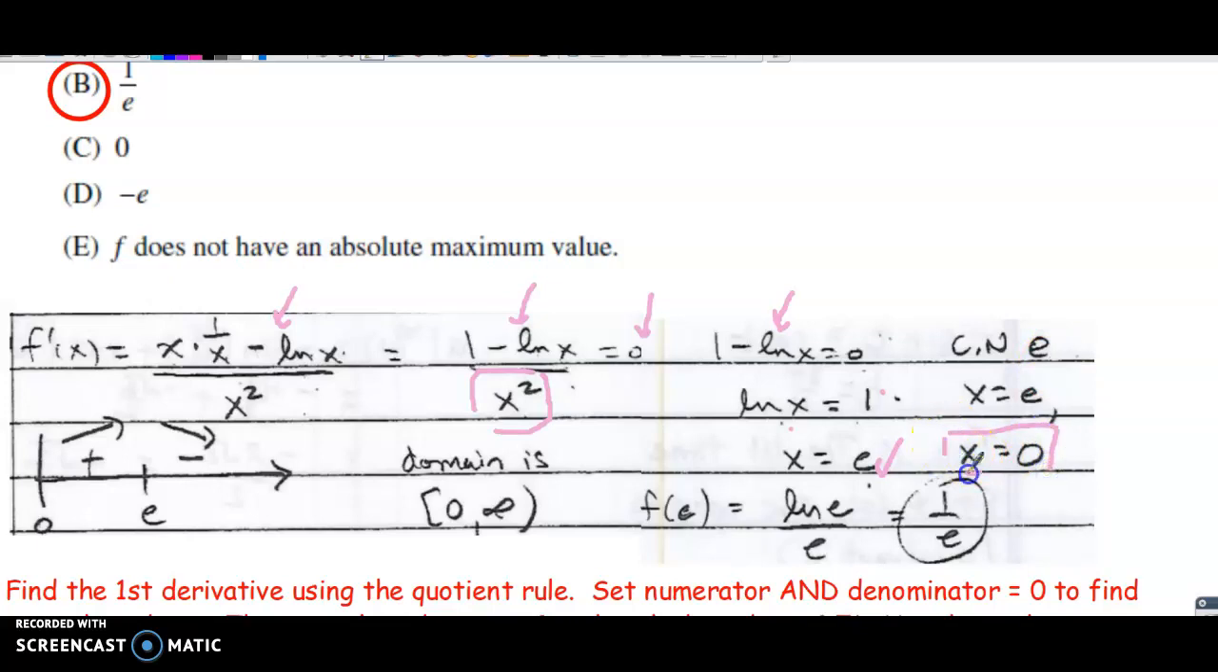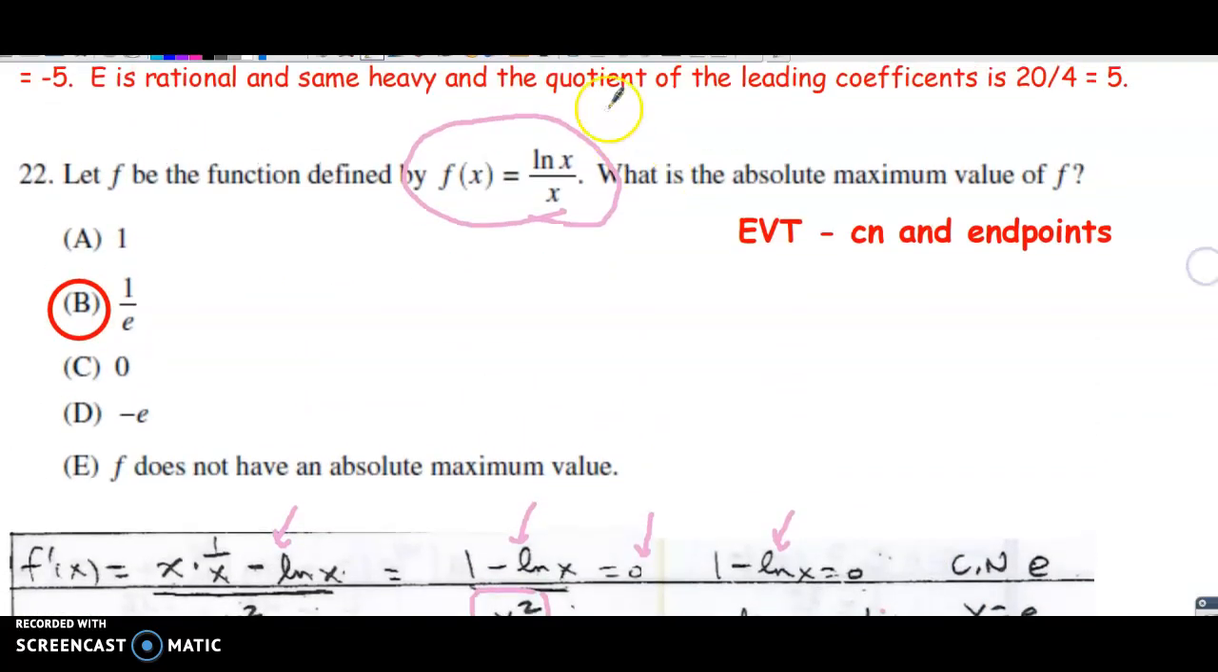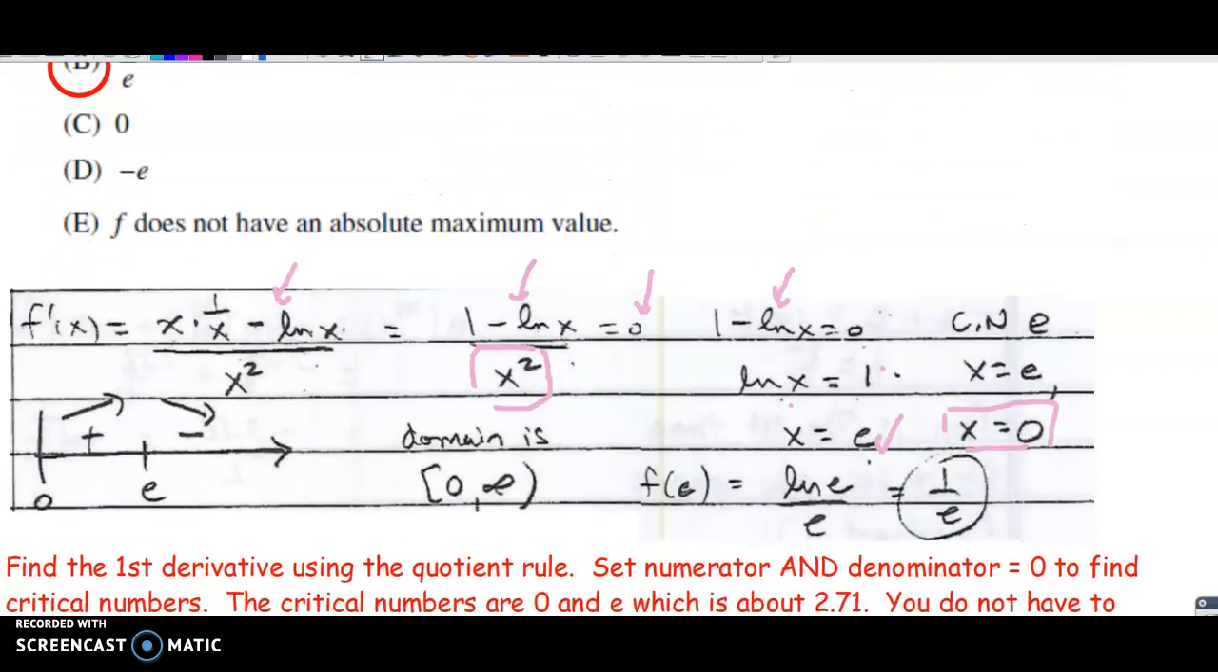However, 0 is actually not in the domain of this function because you can't take the ln of 0. So when we make that number line to examine this, I'm going to start at 0 because you also can't take the ln of a negative number, so the domain is numbers that are greater than 0. So I put e on my number line as a critical number.